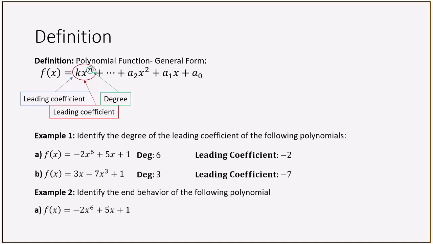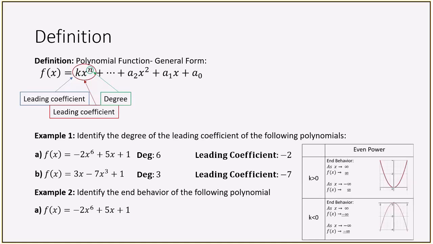So again, I'm pulling down part A of example 1. I want to identify the end behavior. I'm going to do that by looking at what my degree is and looking at the sign of my leading coefficient. We saw my degree is 6. We saw my leading coefficient is negative 2. So we have a negative even function.